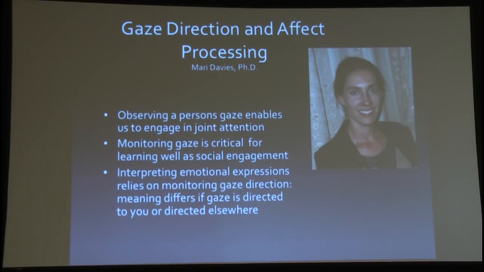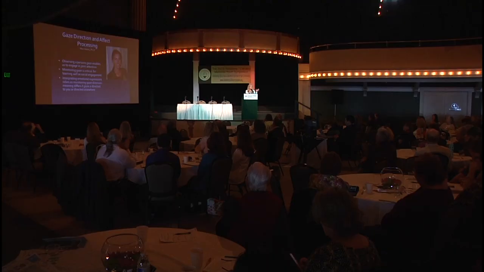Gaze processing. This is from a former student of ours. Being able to monitor somebody's gaze, monitor their emotional expressions and make sense of their gaze is extremely important, and it's something that is impaired in autism. If you look at eye tracking patterns of individuals with autism, they are not tracking, for example, the eyes and other things that are very critical in what they're viewing. They tend to look at other places.